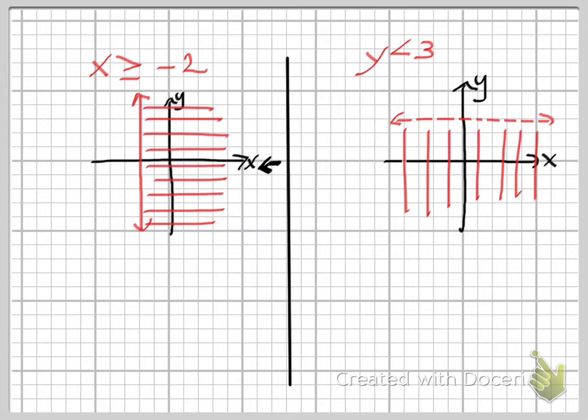How did I know to go below? Again, if you look at the y-axis here and just think of that as a number line, well, where are the numbers less than 3? That would be below the dashed line that you just created. So that's how that could be done very quickly.